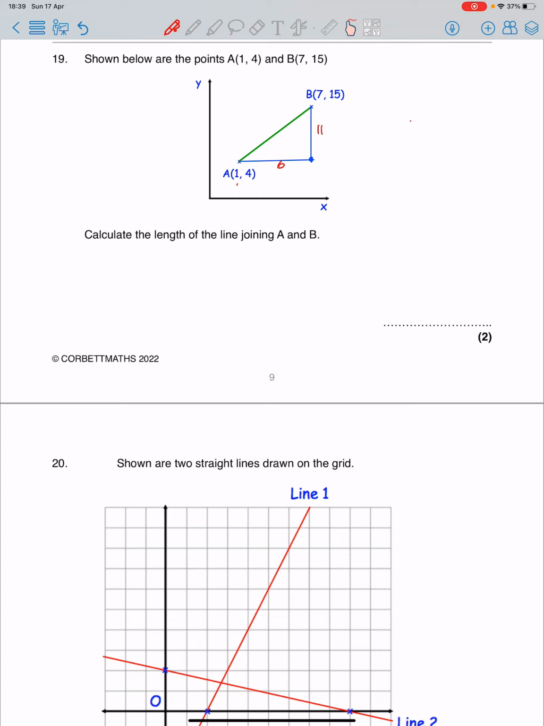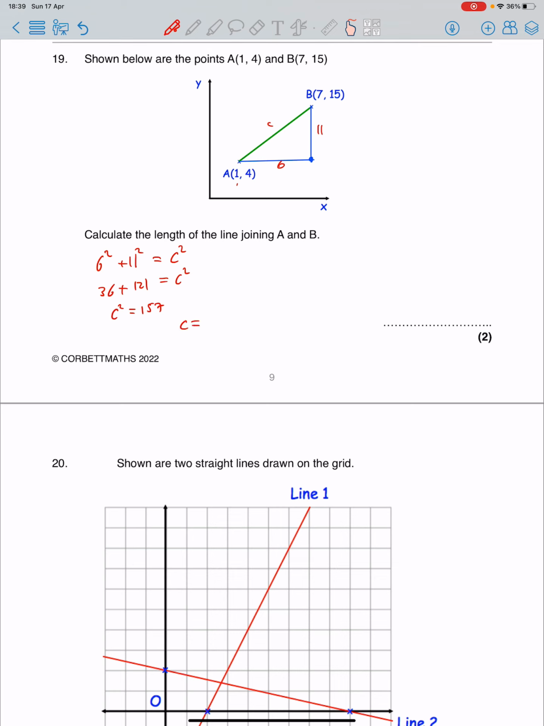So we can say, and this is going to be c, 6 squared plus 11 squared is equal to c squared. So that's just 36 plus 121 equals c squared. Just going to get my calculator to work that one out, 121 plus 36. Oh, look at that. c squared equals 157.